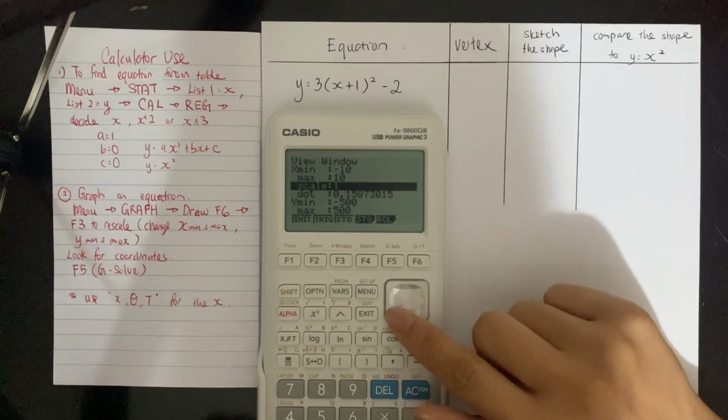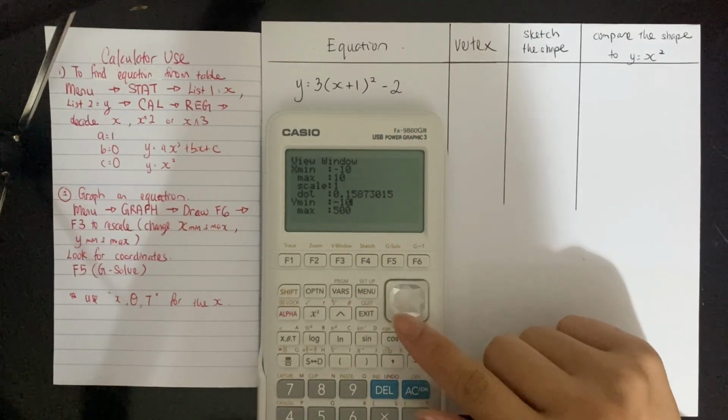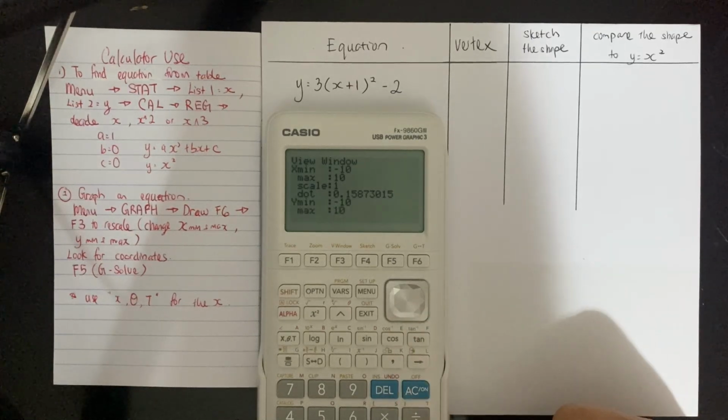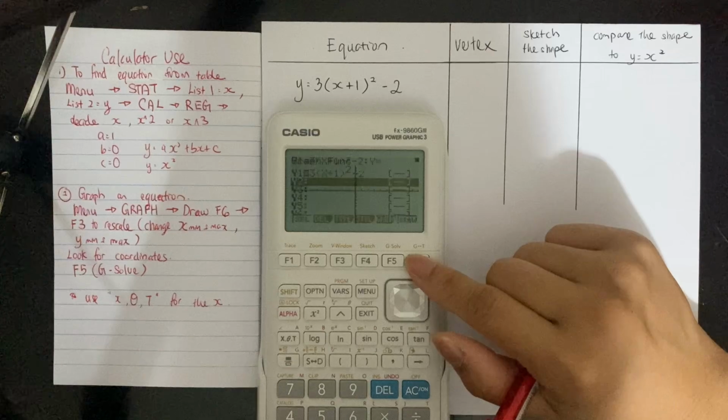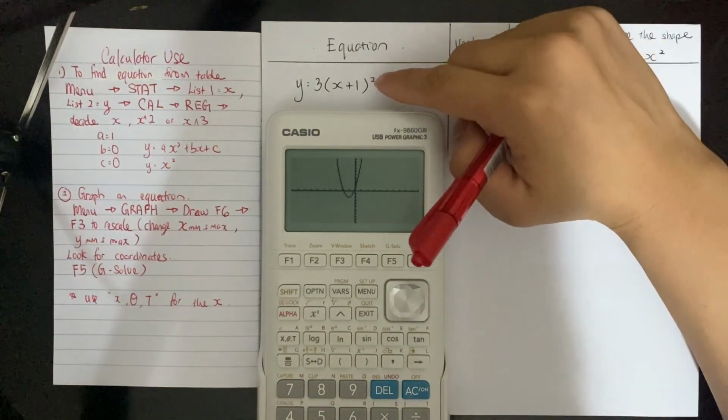Enter, and we go down to y. I would like y to go from negative 10 to 10. Okay, and now press enter. Go back to draw again. Now I see my equation really nicely. Okay, this is my equation.